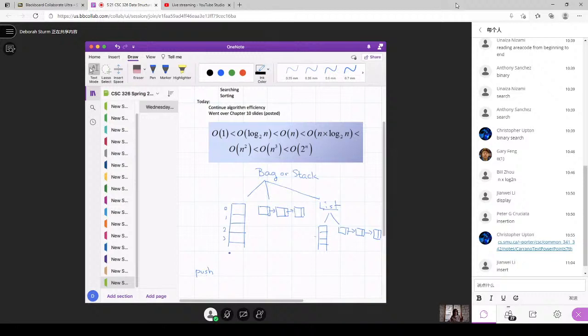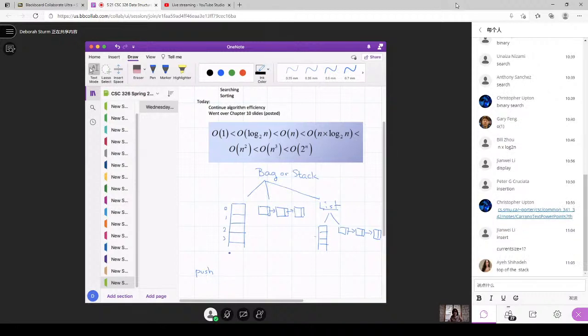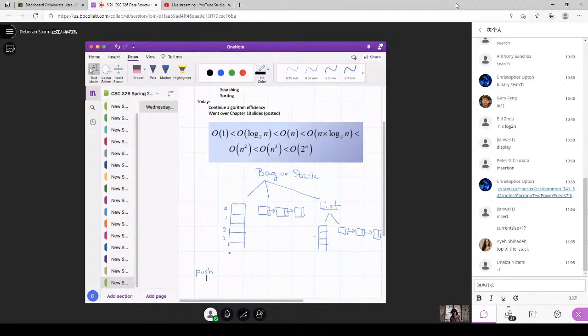Okay, that's a very good guess. Janwei says we should put it at the end. Aya says top of the stack. So Aya, can you go one step further? Where is the top of the stack if it's implemented as a list? -1 is what top is equal to in our array implementation before we put anything on it.